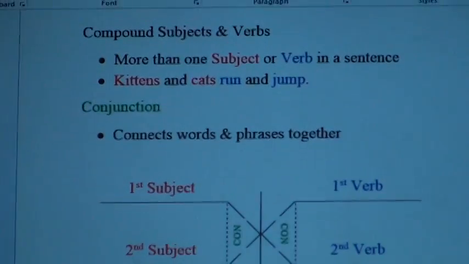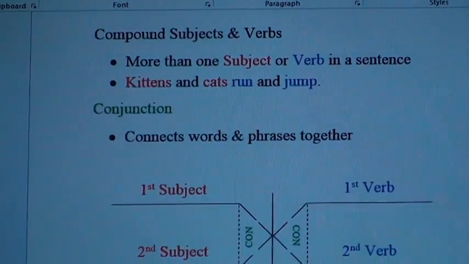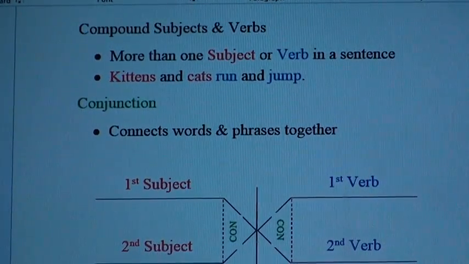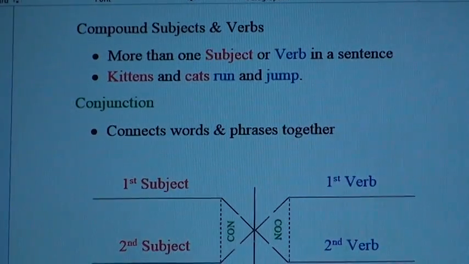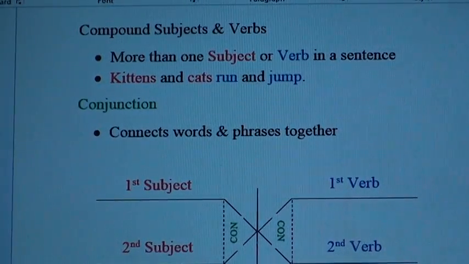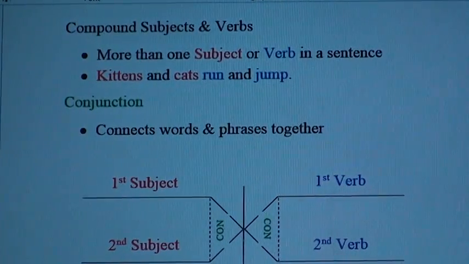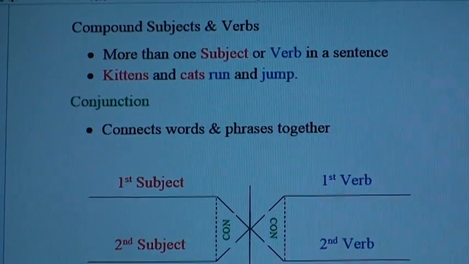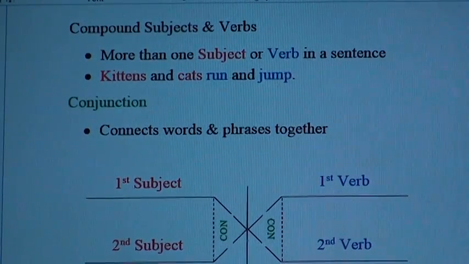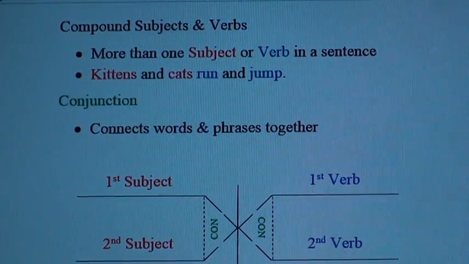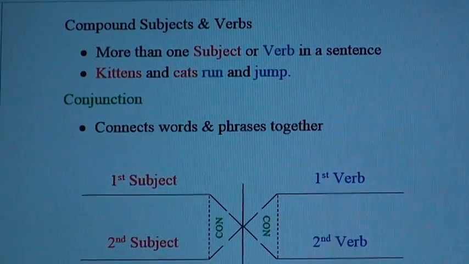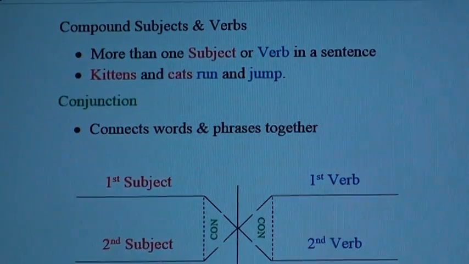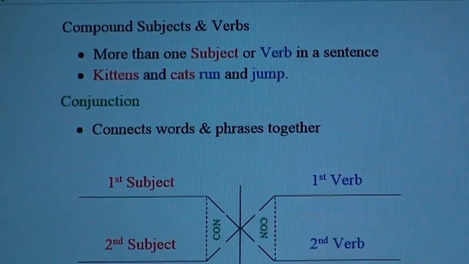Now to compound subjects and verbs. Compound subjects and compound verbs occur when more than one subject or verb is present in a sentence. An example would be, kittens and cats run and jump. There are two subjects, kittens and cats, and there are also two verbs, run and jump. You also need to know what a conjunction is. A conjunction is a word that connects other words and phrases together. When we are using compound subjects and compound verbs, and will usually be the conjunction that connects the two together.